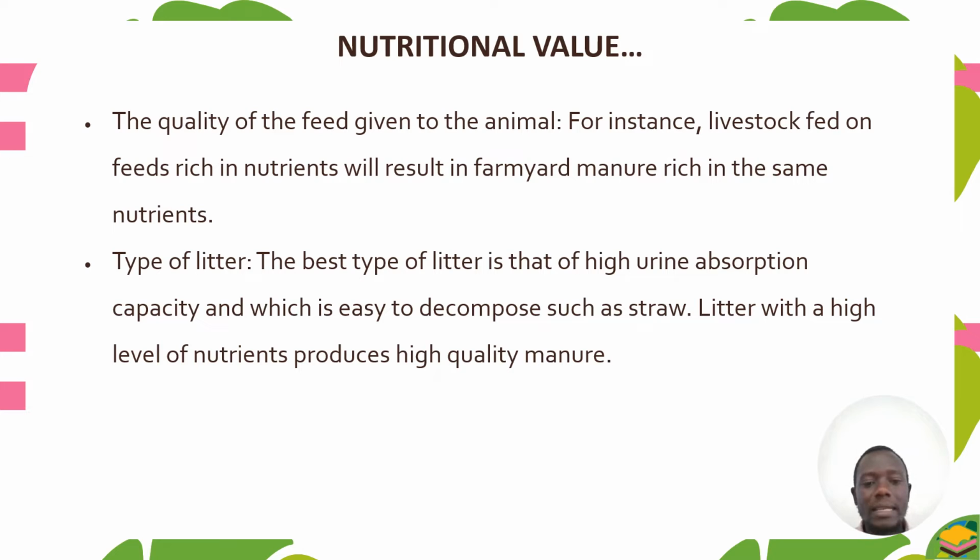Then let's look at type of litter. The best type of litter is the one with high urine absorption. When we talk of litter, we are referring to animal beddings. These beddings should be able to absorb a high amount of urine. In urine there is urea. So if we have a high absorption type of litter, we are increasing the nutrient content in those litters.